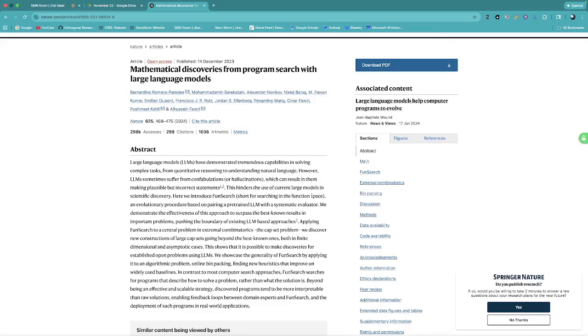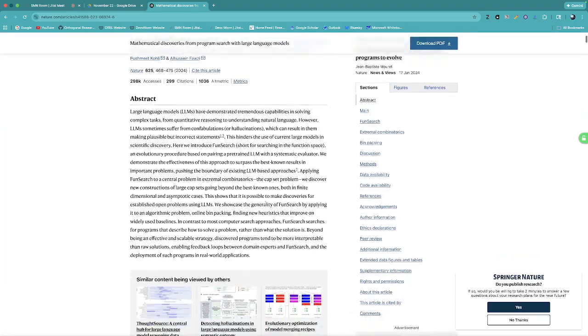We showcase the generality of FunSearch by applying it to an algorithmic problem, online bin packing, finding new heuristics that improve upon widely used baselines. In contrast to most computer search approaches, FunSearch searches for programs that describe how to solve a problem rather than what the solution is. Beyond being an effective and scalable strategy, discovered programs tend to be more interpretable than raw solutions, enabling feedback loops between domain experts and the FunSearch agent, and then deploying such programs in real-world applications.